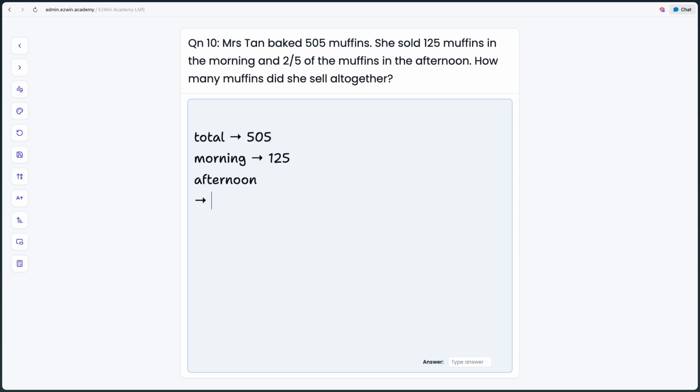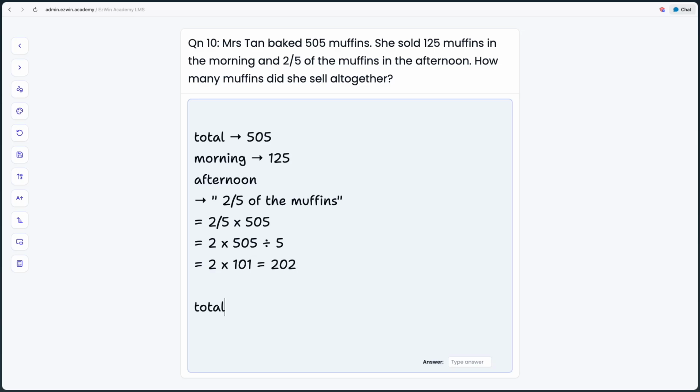So afternoon is basically saying 2/5 of the muffins, which is basically the same as 2 out of 5 times 505. So that is 2 times 505 divided by 5. So 505 divided by 5 is 101, and 2 times 101 is 202. So that means total sold is equal to 202 plus 125, which is 327. Okay, so that's the answer to this question, 327. Alright, let's move on to the next question.